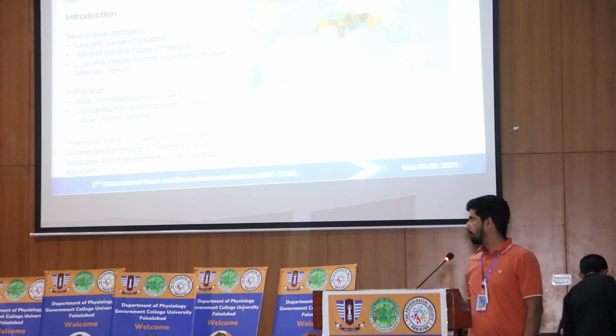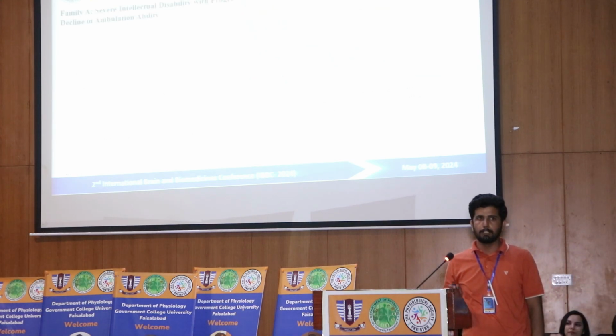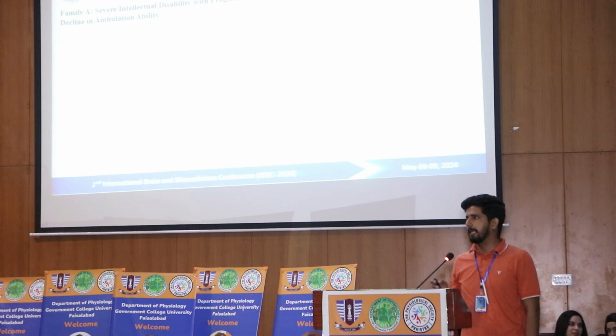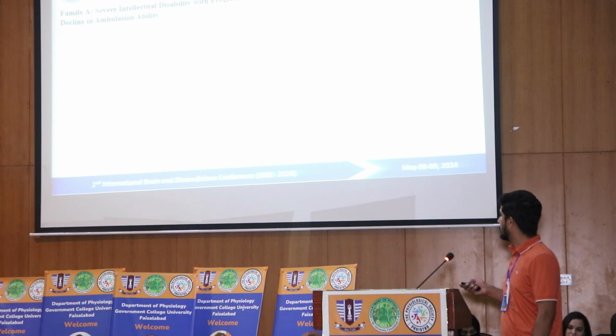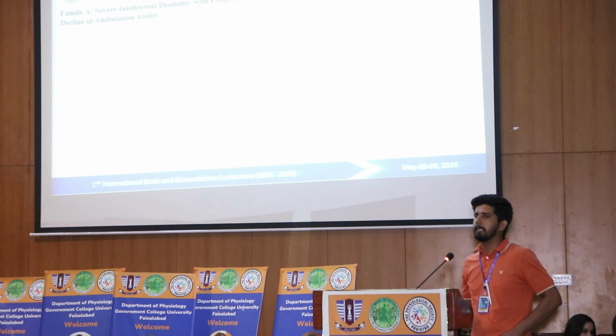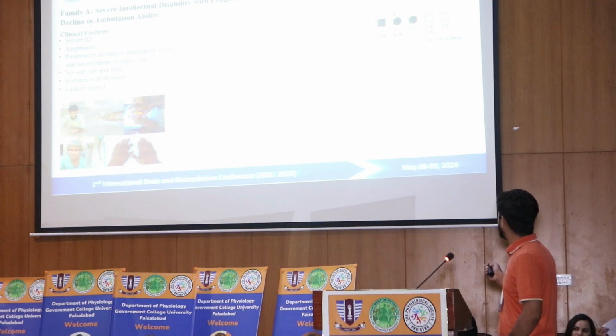And I will support my argument with the help of three selected families with neurological disorders that we have genetically analyzed in our lab. The first family presented with severe intellectual disability with progressive decline in ambulation, the ability to walk. These are the major symptoms that were presented in the family, and here is the family pedigree. The double line, most of you should know, represents the cousin marriage, and the individuals marked with a star were available for genetic analysis.